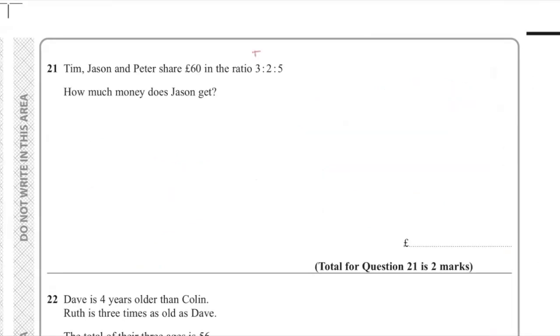Okay, so we've got Tim, Jason, and Peter. They're going to share £60. So invisible column. These add to give me 10. The question has 60. To get from 10 to 60, I times by 6. So I'm going to do the same on this side. However, they only want me to work out what Jason gets. So it's going to be 2 times 6, which is 12.